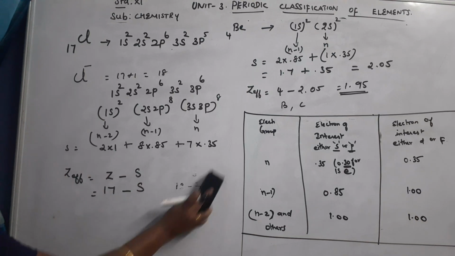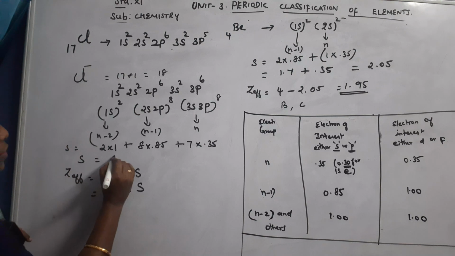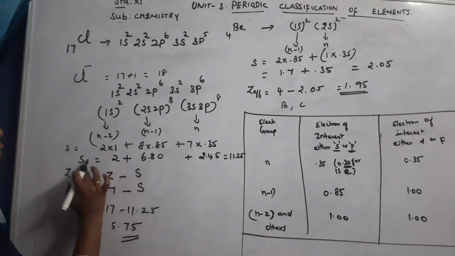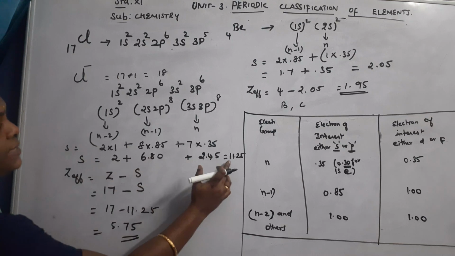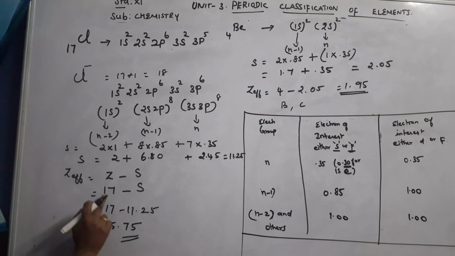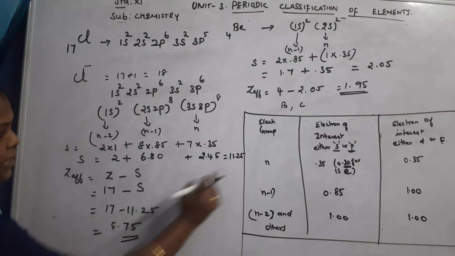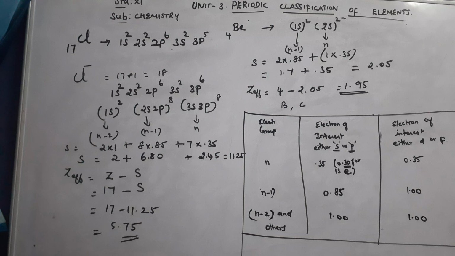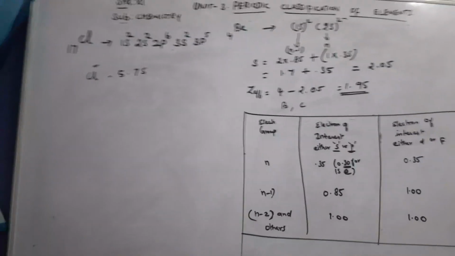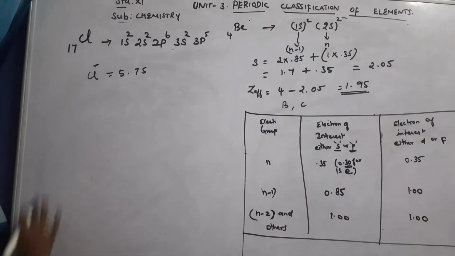Have you all understood now? Okay, let me finish this one. S equals, here 2. So while adding all these values, we are getting the screening constant as 11.25. Now substitute in this formula: effective nuclear charge equals atomic number 17 minus S, 17 minus 11.25, which is equal to 5.75. This is the effective nuclear charge for the chloride ion Cl minus: 5.75.